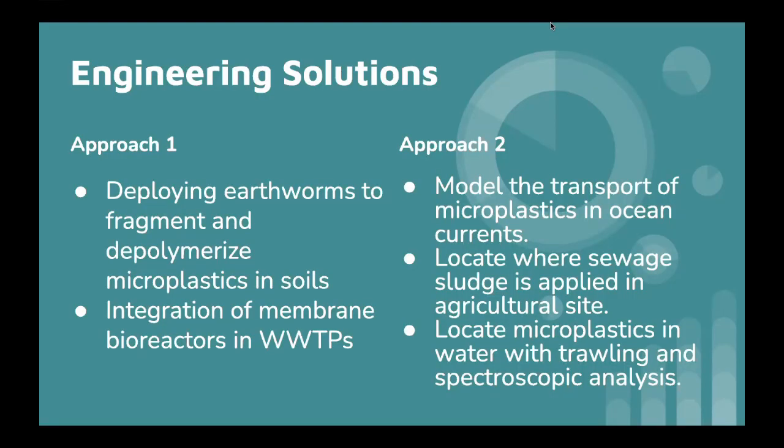Approach one will consist of preventing future plastic contamination. This will include deploying earthworms to fragment and depolymerize microplastics in soils and integrating membrane bioreactors and wastewater treatment plants. Approach two will consist of modeling and investigating current plastic contamination. This will include modeling the transport of microplastics in ocean currents and locating agricultural sites where sewage sludge is used, and locating microplastics in water via trawling and spectroscopic analysis.